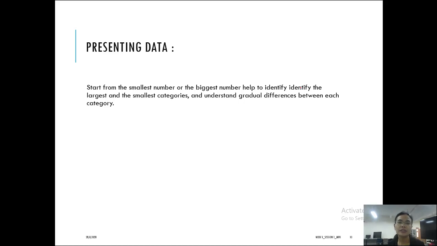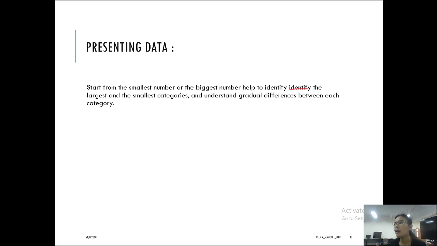We will see the first one here, which is about presenting the data. In presenting the data, we can start with the smallest number or the biggest number. Why do we need to present with the smallest number first or the biggest number first? It is in order to help identify the largest and the smallest category, and also to understand the gradual differences between each category. It also helps the reader to understand the flow of the production.